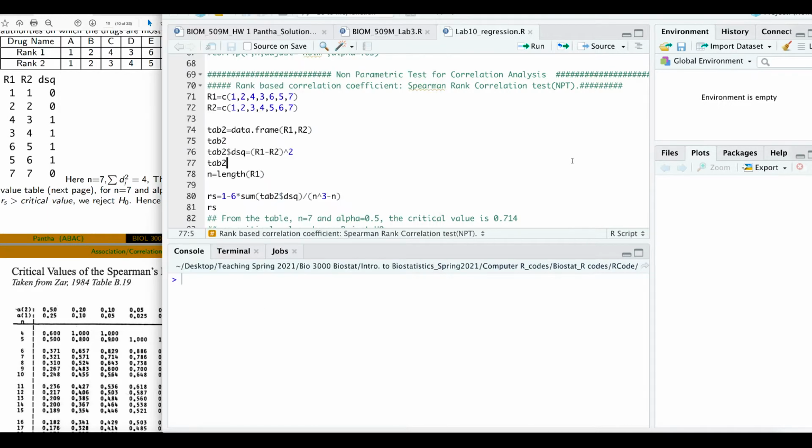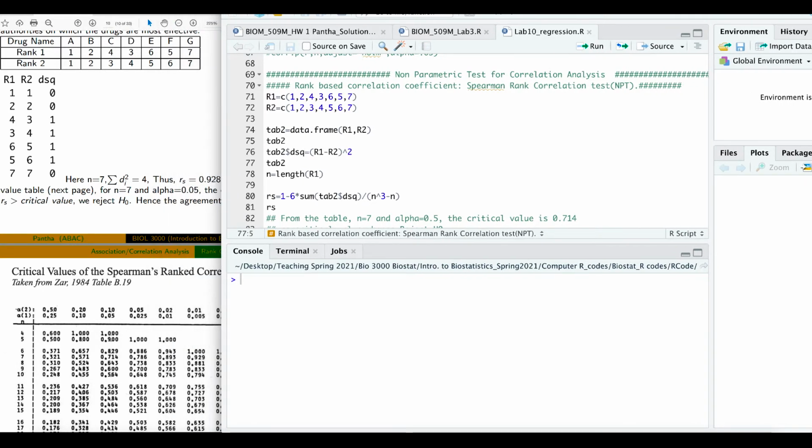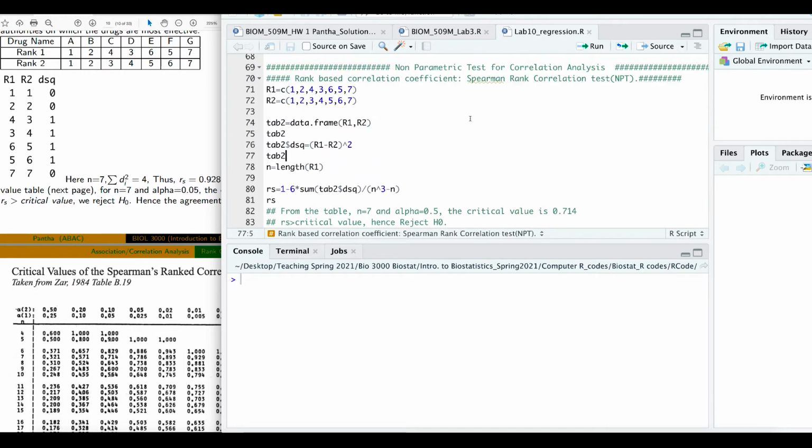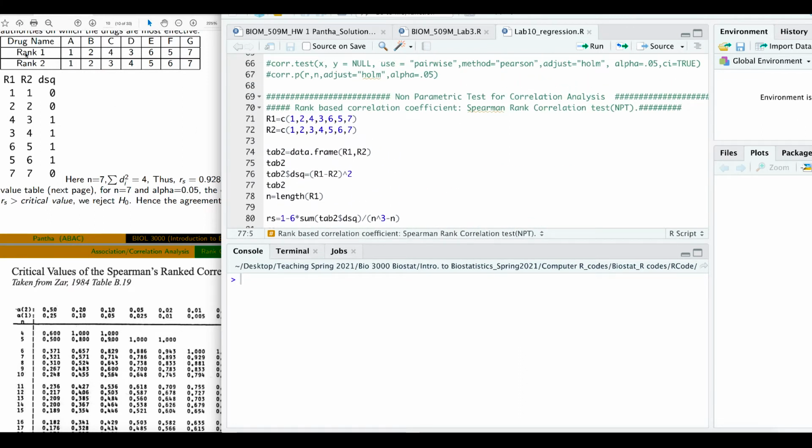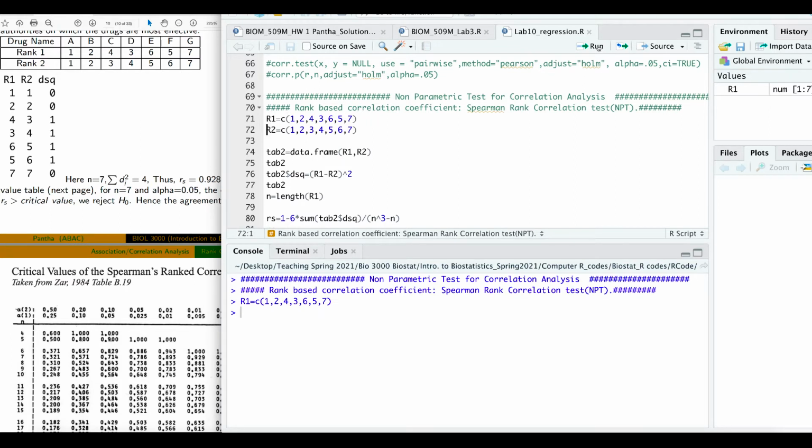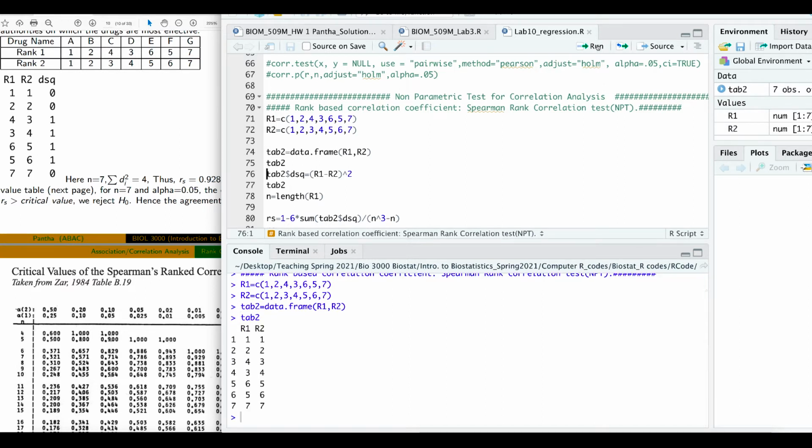If you want to do that in R, I'm doing it first manually and then I will show you how to do it from R directly. Okay, so how do I do that? Look at this. R1 is the rank 1: 1, 2, 4, 3 like that. Okay, let me run that. And R2 is 1, 2, 3, 4 like that. That is the second rank. So I put that in the table, rank 1 and rank 2. This is what you see, right?